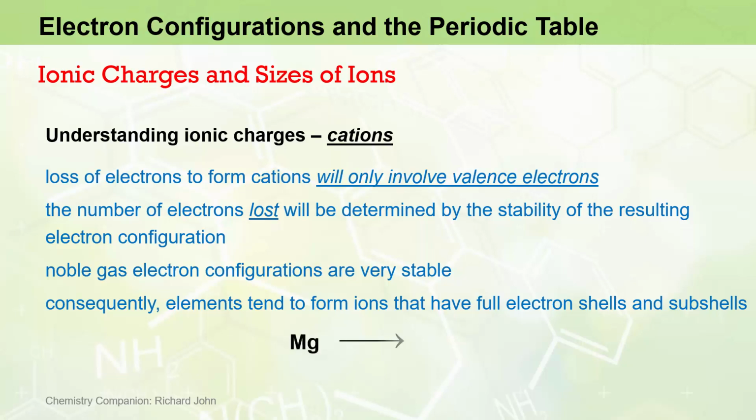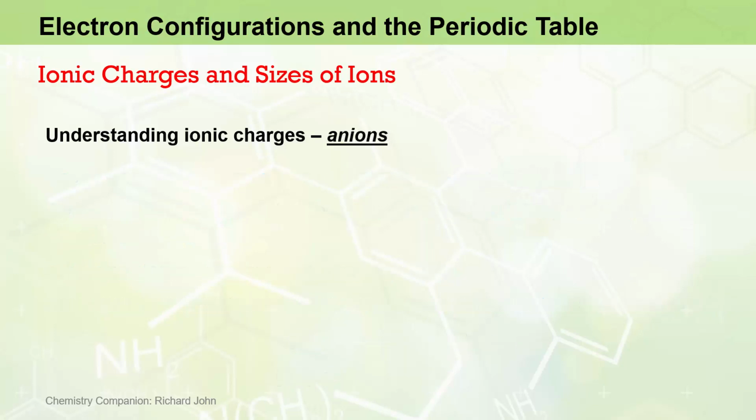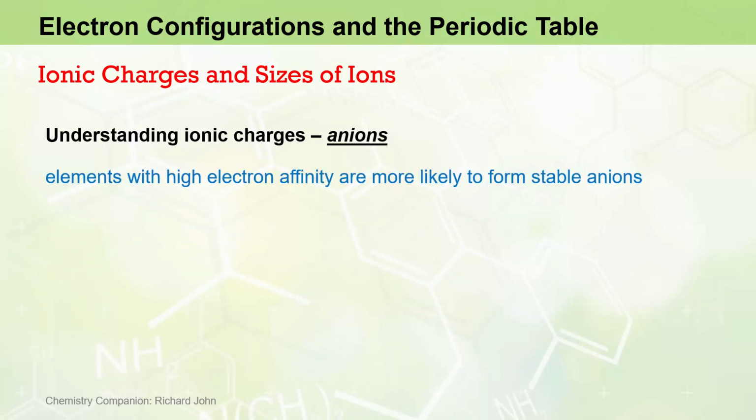So for example, magnesium will lose 2 electrons because by losing 2 electrons, it will be transformed from an electron configuration with a valence shell configuration of 3s2 to one with a valence shell configuration of the noble gas neon. For anions, elements with high electron affinity are more likely to form stable anions.